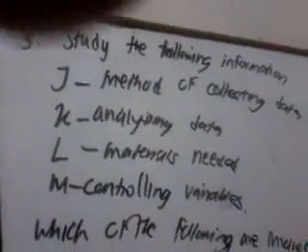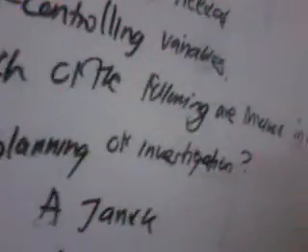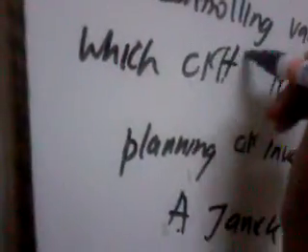Question number 3. Study the following information. J, method of collecting data. K, analyzing data. L, material needed. M, controlling variables. Which of the following are involved in the planning of investigation?